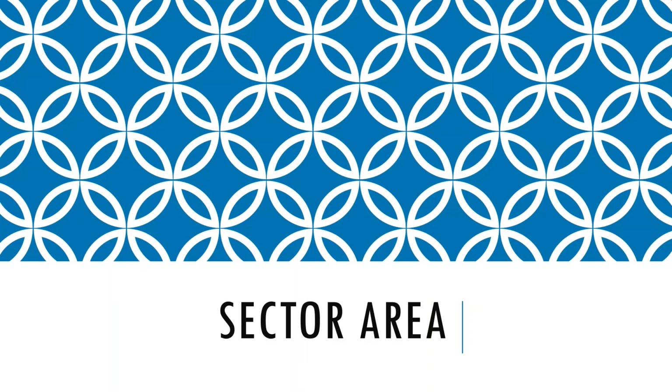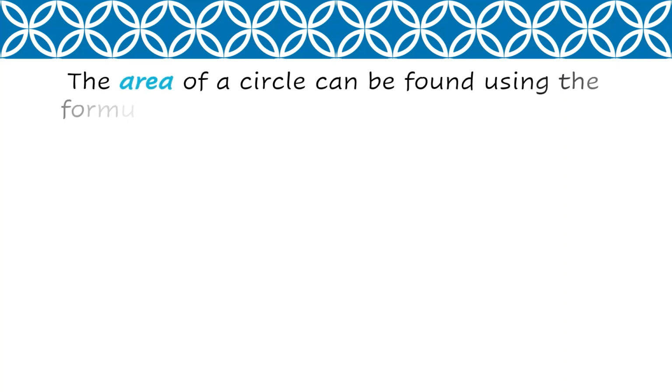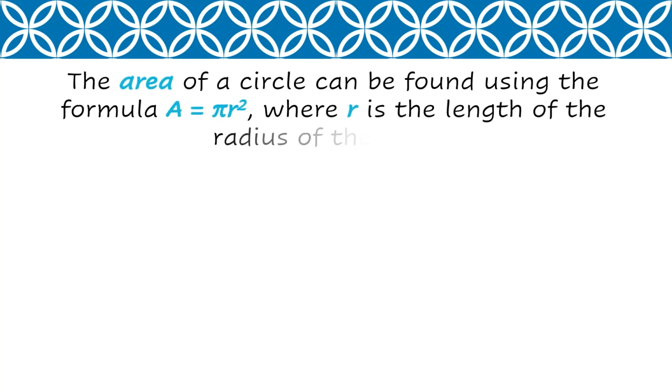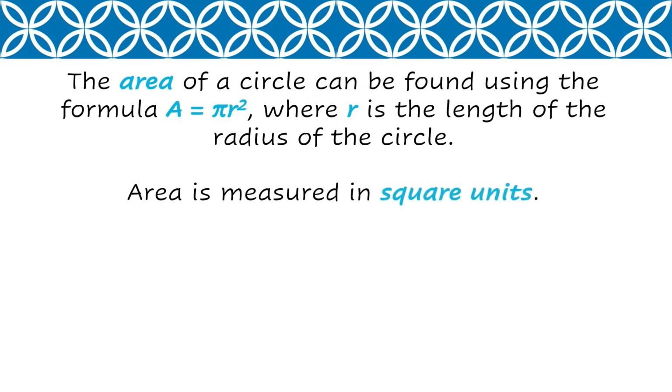Finding sector area is a similar process to finding arc length, except instead of finding a fraction of the circumference, we find a fraction of the area of a circle. The area of a circle is found by calculating pi r squared. R is the length of the radius. Area is always measured in square units.